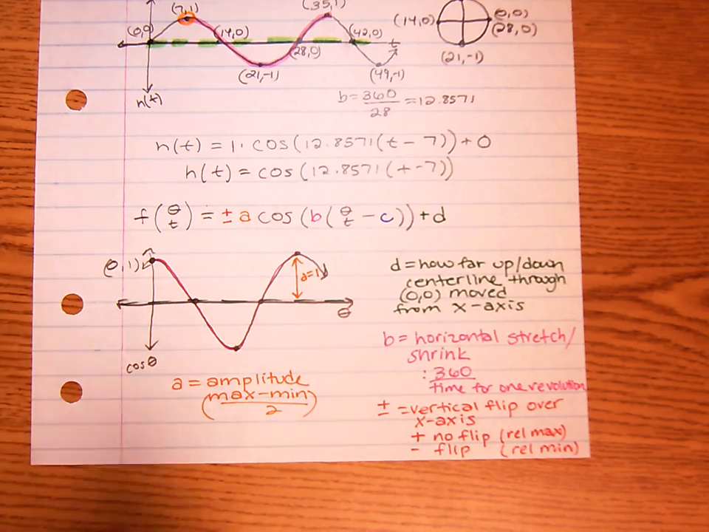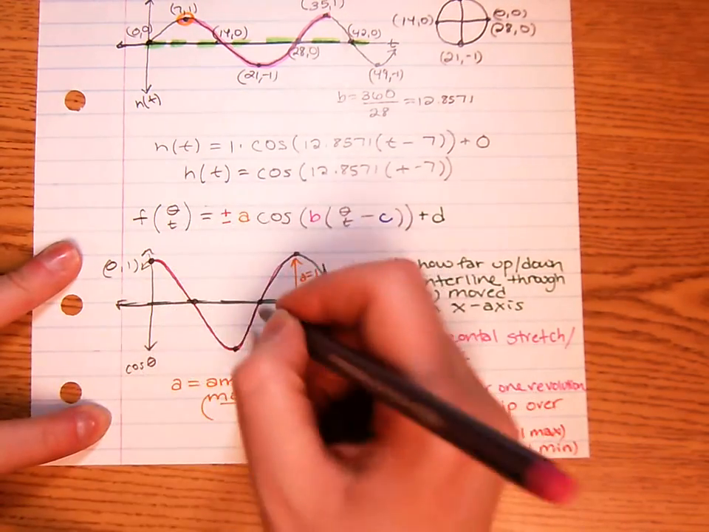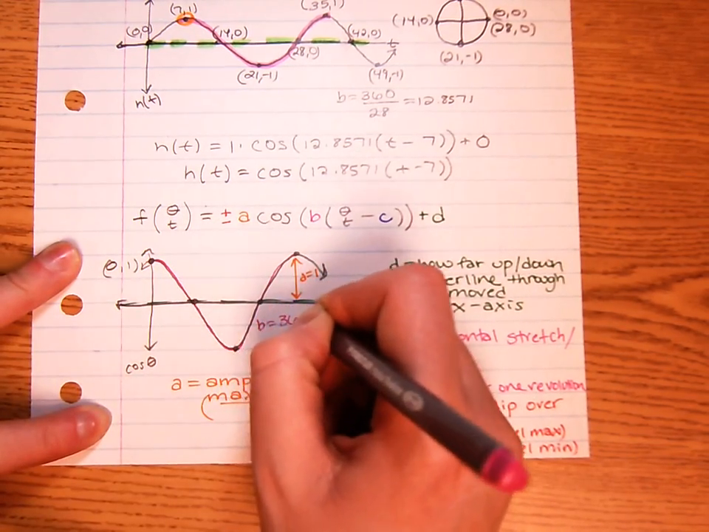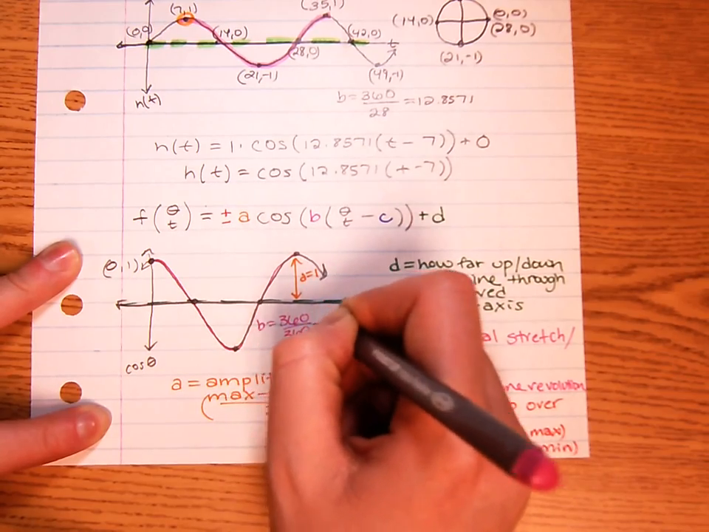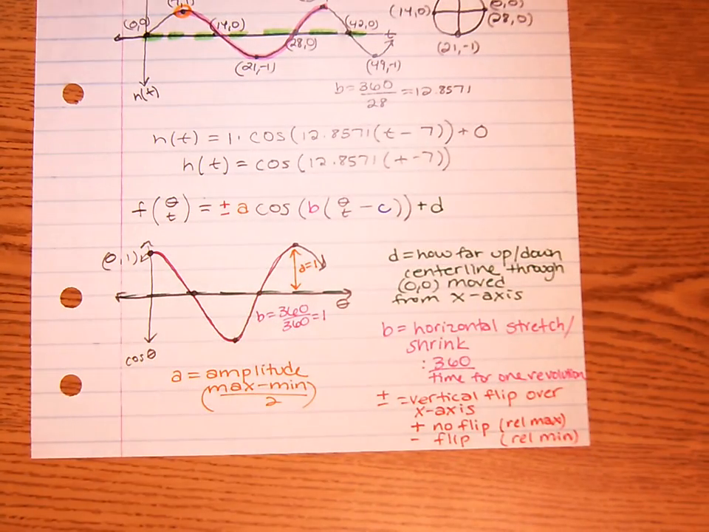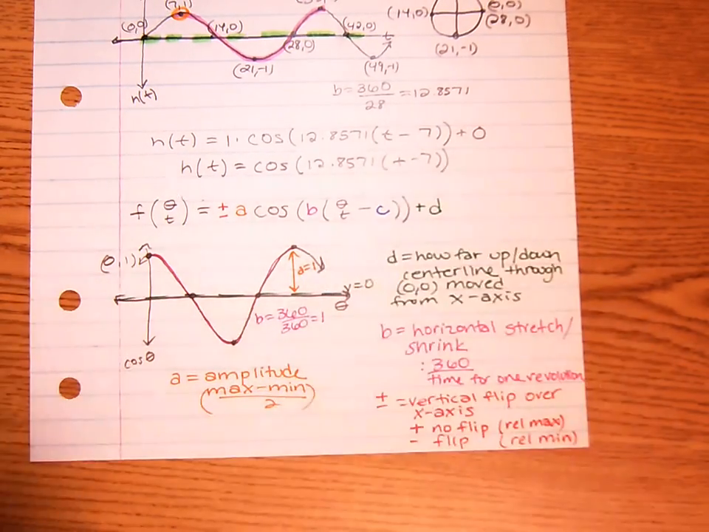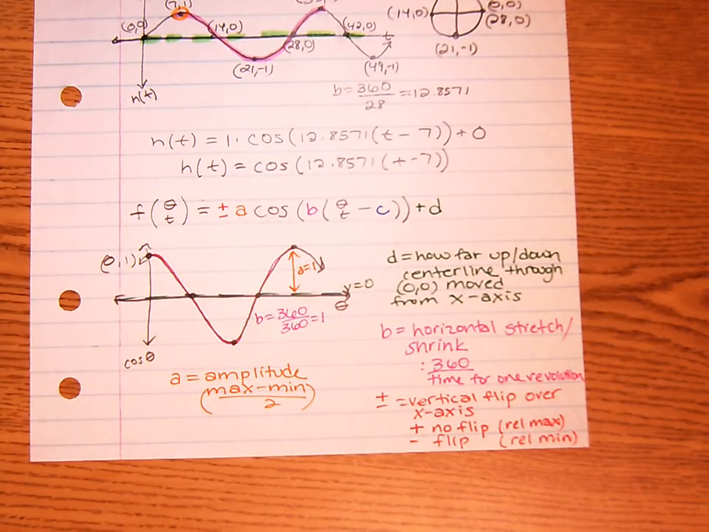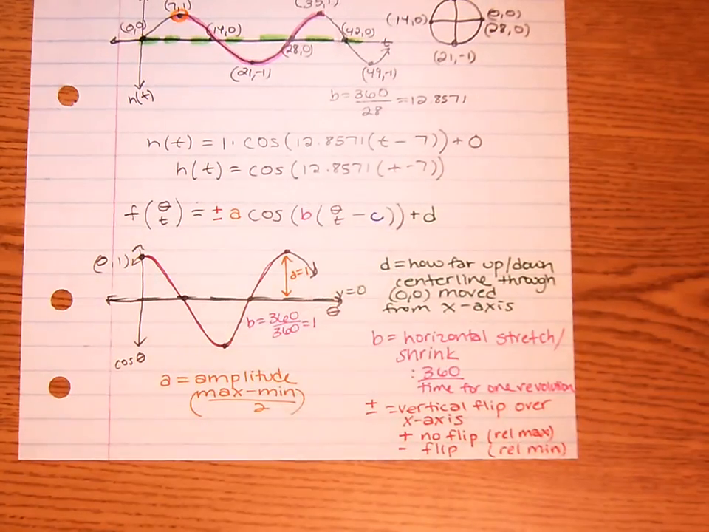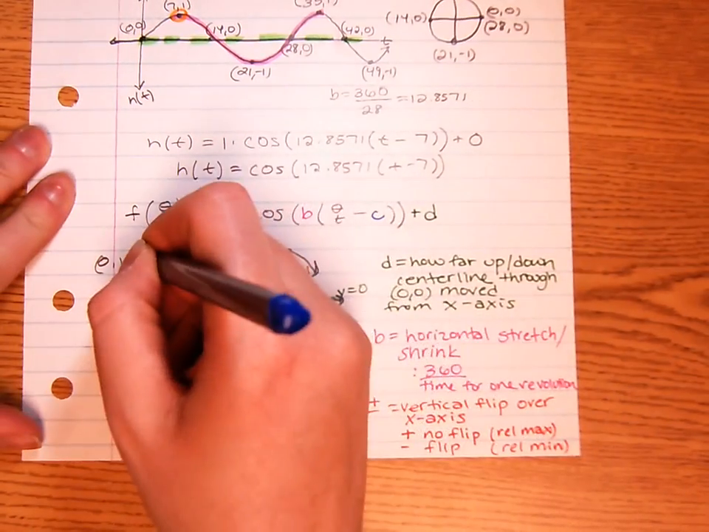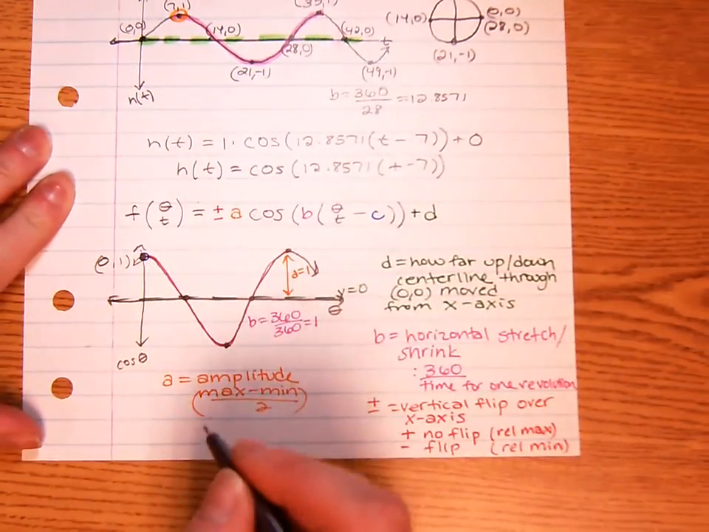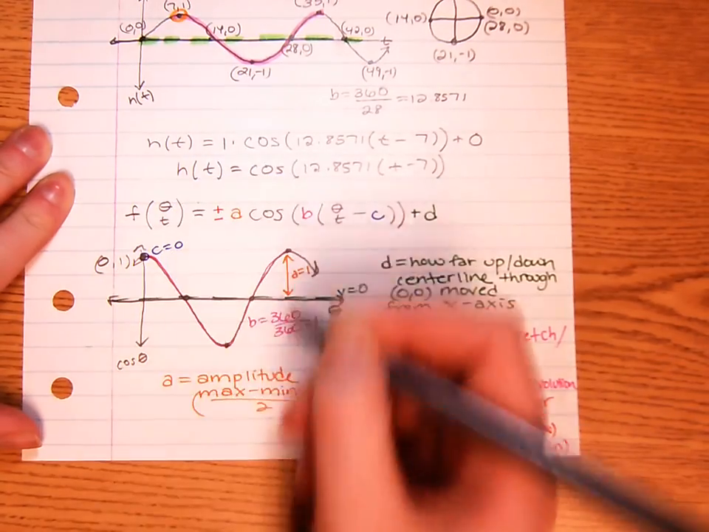For the parent function, again, I should have labeled this for the B value. Again, it's just the 360 divided by the period, which in this case ends up being 1. And our center line, which I identified, I just didn't do good modeling by labeling it, happens at y equals 0. So then finally, our phase shift, our C value, in this case, since we're just starting at the y-intercept, like in the parent function, our C value would be 0.